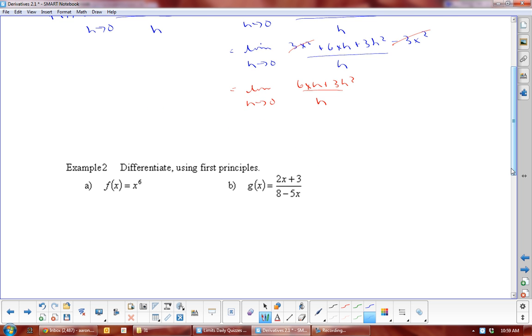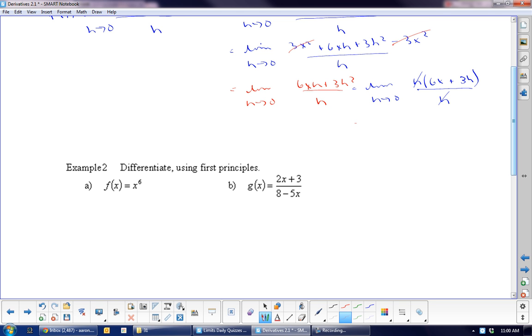So these become quite routine after a while. You'll see, okay, those cancel, and then in the next step we can always factor out an h, leaving me with 6x plus 3h, all over h. Okay, and then you'll always be able to cancel that h, because you can't put in 0 until we get rid of it on the bottom.